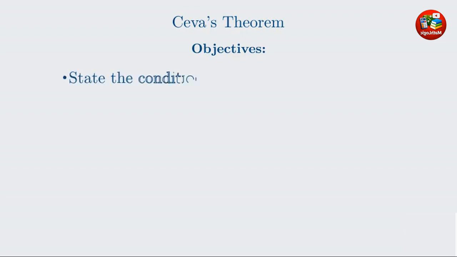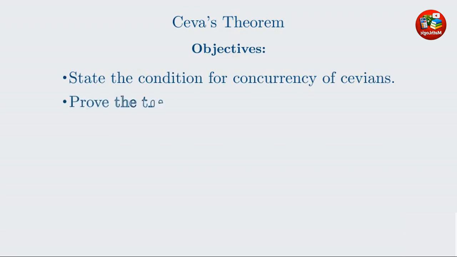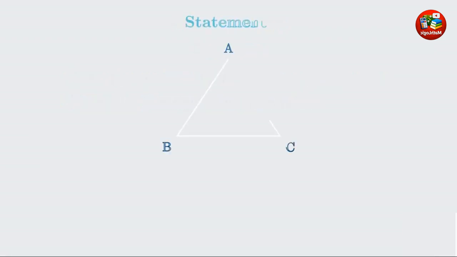Welcome. In this lesson, we will explore a powerful result in geometry known as Ceva's theorem. By the end of this video, you will be able to state the specific condition for three lines within a triangle to meet at a single point, and follow the logical steps used to prove this relationship using the areas of triangles. Let's start with the formal statement.